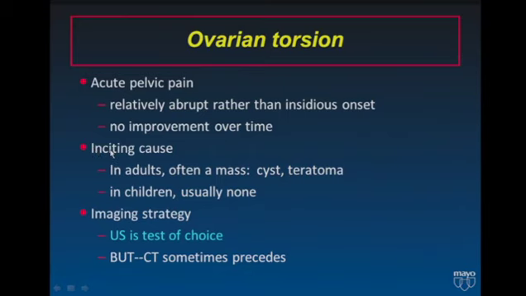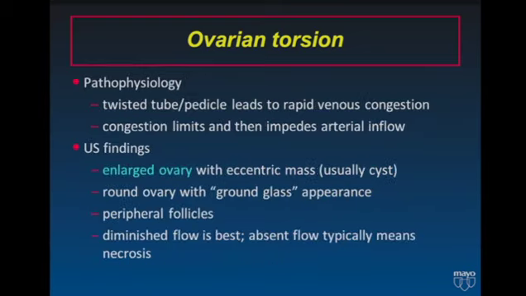The inciting cause in adults is oftentimes a mass, such as a cyst or a teratoma, but in children you can more commonly have torsion without any inciting cause. And yes, ultrasound is the test of choice in these patients, but recognize that sometimes CT is done by the emergency room or by the provider preceding the ultrasound evaluation. So it behooves us to know what this looks like on CT.